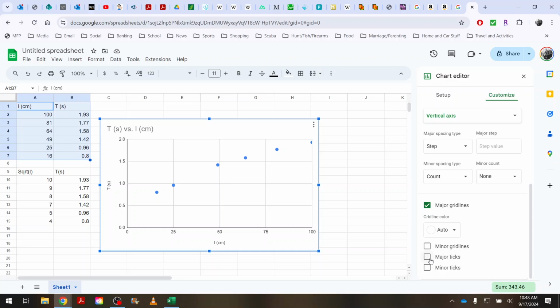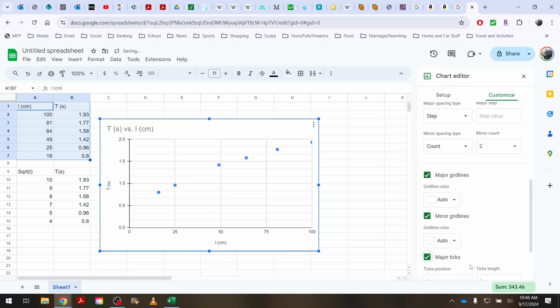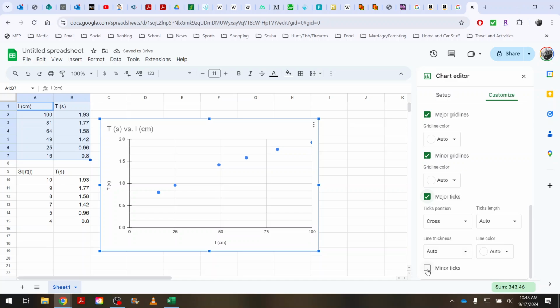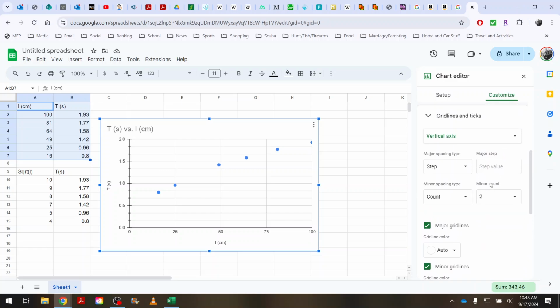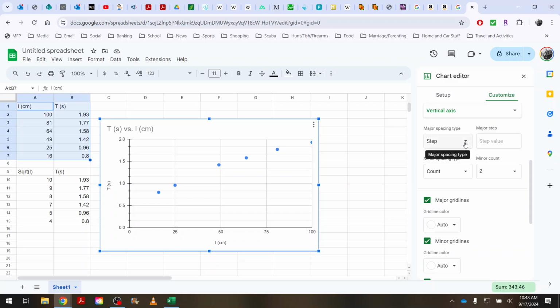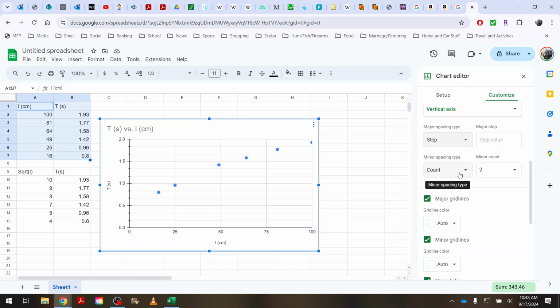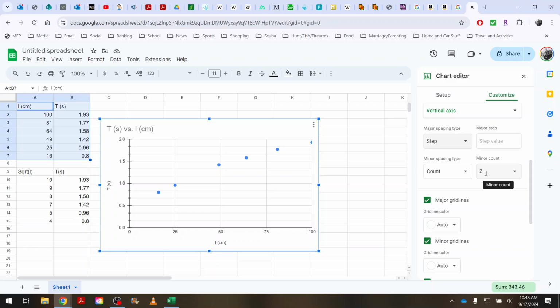I like to have minor grid lines, major ticks, minor ticks, and we can change the spacing on them as well. I don't want that. If I go step, I want minor spacing. This is the vertical axis. I want the vertical axis to go up by, if I wanted it to do exactly the same, I could put my 0.05 in there, and we have all my little lines the same way I did it on the graph.